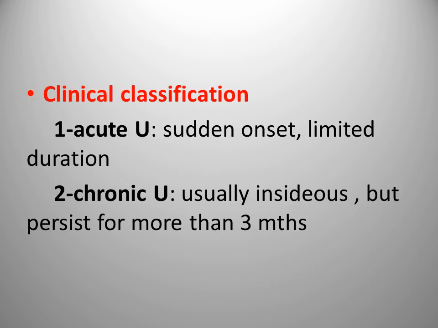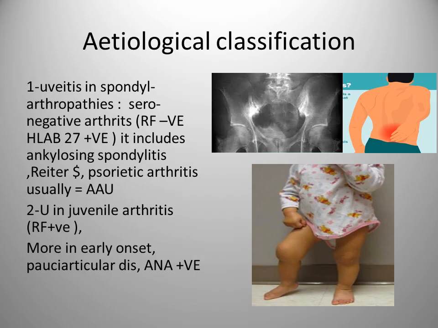Now the clinical classification, it is easy. Either acute uveitis, which has sudden onset and limited duration, يعني less than 3 months, or chronic uveitis that usually has insidious onset, but it persists for more than 3 months. Now we come to the etiological classification. Etiological classification means the classification that will lead to the diagnosis of the cause, the etiology. So I have diagnosed the case as acute or chronic by history, and by examination I divided the subtypes.